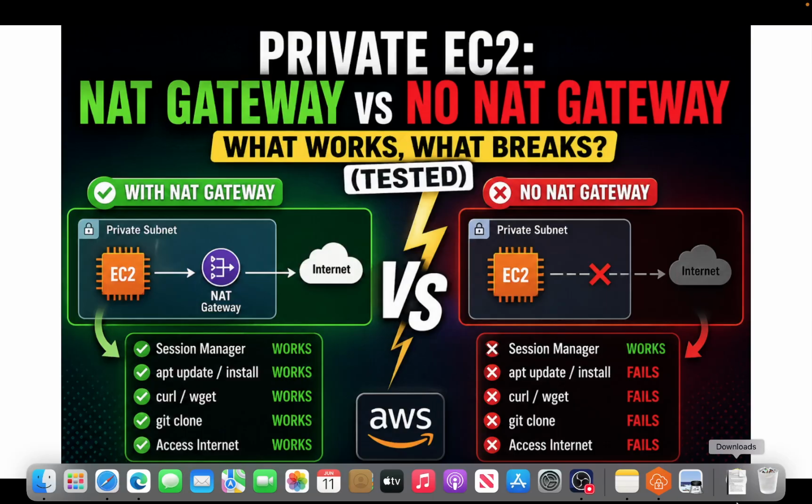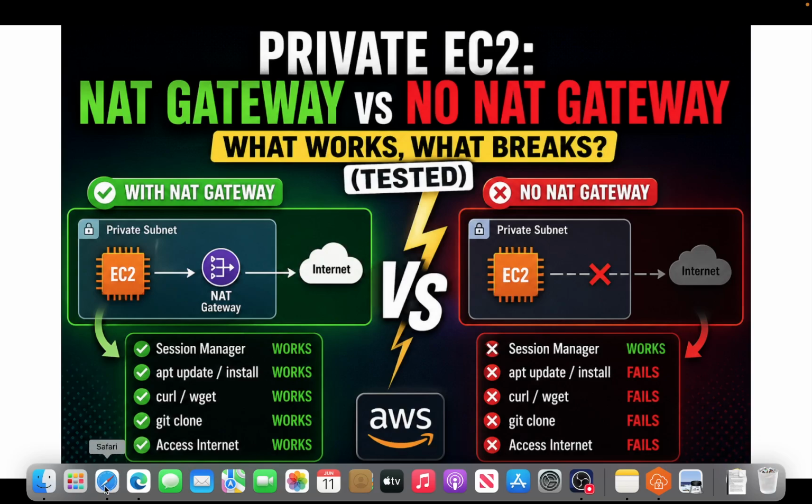Today I'm going to test a private EC2 setup in AWS, one with a NAT Gateway and the other with no NAT Gateway. We are going to see what exactly breaks and what works. We will see if Session Manager is going to work, if the internet is going to work or not, and if packages are being installed or not. So let's get into this.